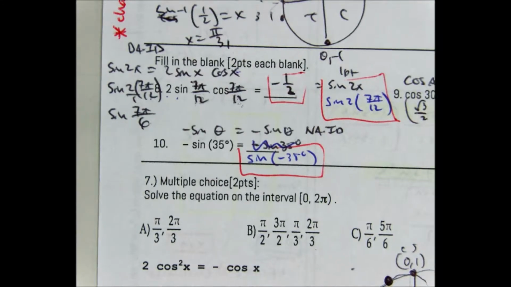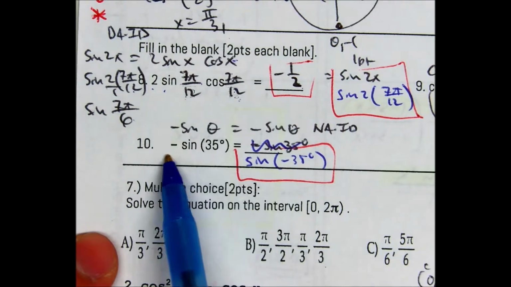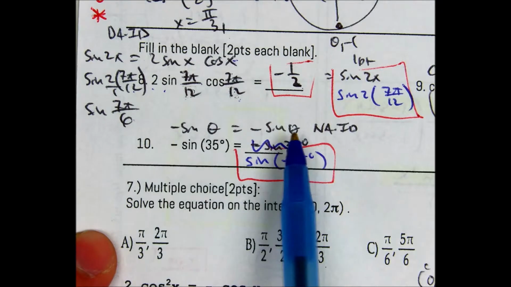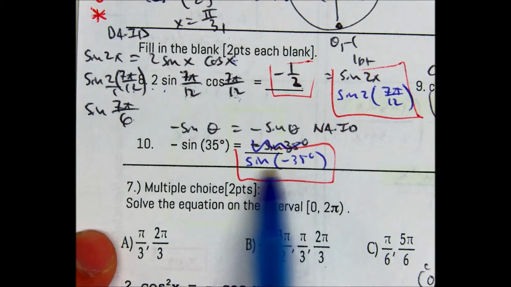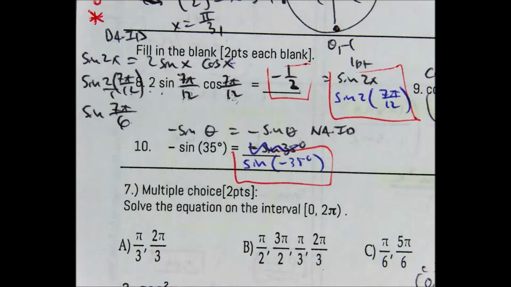Question number 10. You should recognize you have a negative here, so this is the negative angle identity for sine. So that negative is actually just inside there. So sine of negative 35 degrees would give you the 2 points there. So these were either 2 or 0.